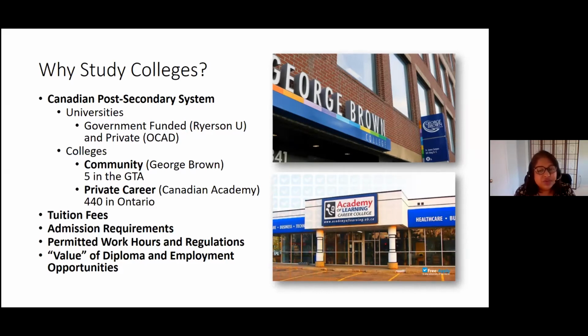One of these photographs that you see on the right hand side of your screen is the Academy of Learning Career College. There are numerous such career colleges that you will find throughout the GTA, particularly in strip malls or plazas like this. Now, the differences between community and private career colleges also pertain to international tuition fees. To go to a community college, you need 14,000 Canadian dollars per term, and typically you have to go for 4 terms. For a diploma from a private career college, you spend altogether about 9,000 to 10,000 Canadian dollars.